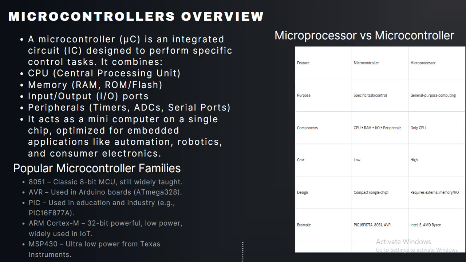And then we can see on the right side corner the differences between microcontroller and microprocessor. The purpose of a microcontroller is a specific task. It will do a specific task. And for a microprocessor, it's general purpose computing. The components in a microcontroller are CPU, RAM, input or output peripherals. A microprocessor is only a CPU. The cost of a microcontroller is very low, and a microprocessor is somewhat higher. And then the design and all these examples we can see here.